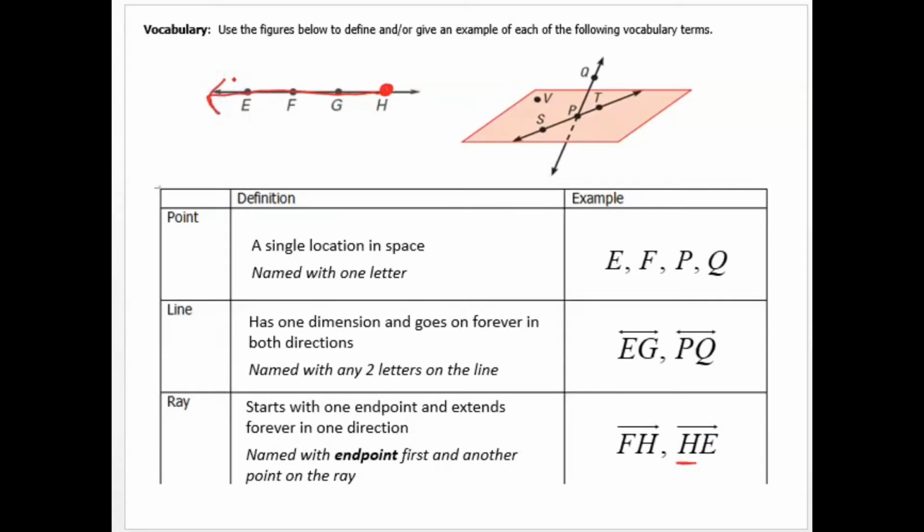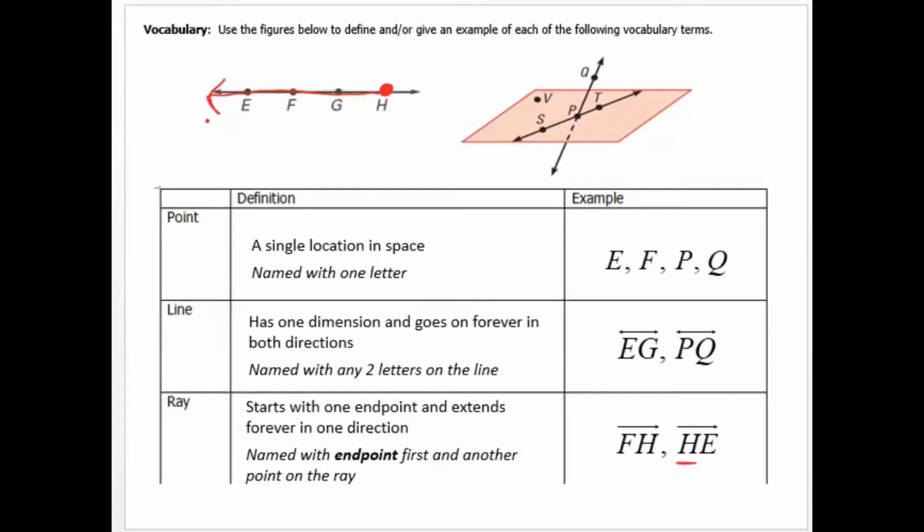So that means that ray HE, even though it's shown to be going to the right when you name it, goes in the direction of its second letter. So it starts at H and goes towards E, and that would be ray HE. You can also name this ray HG or HF, and it would still go on and on forever in the direction of E.